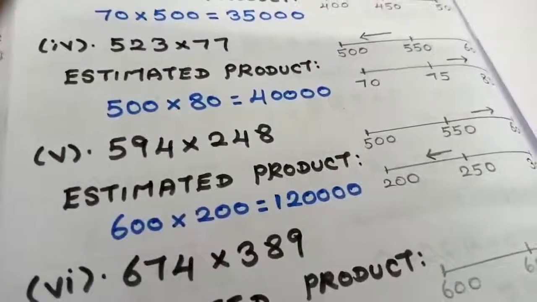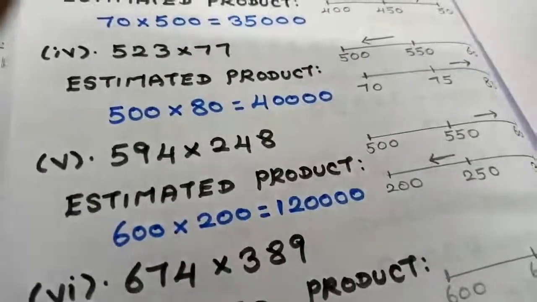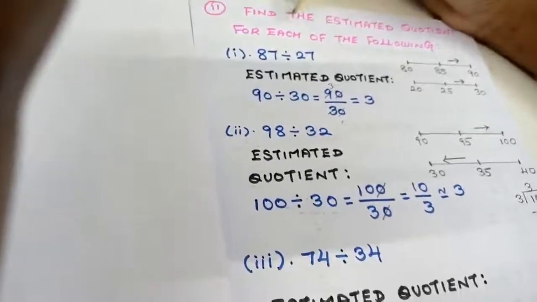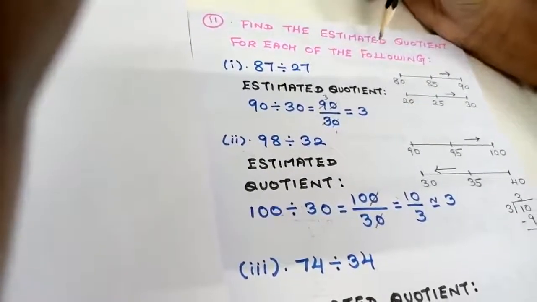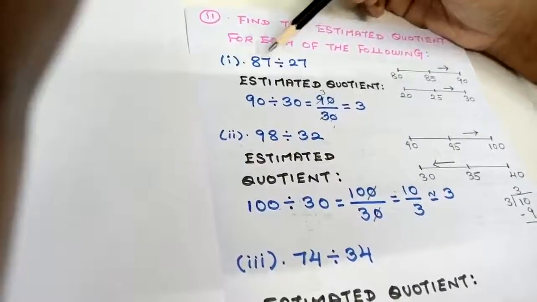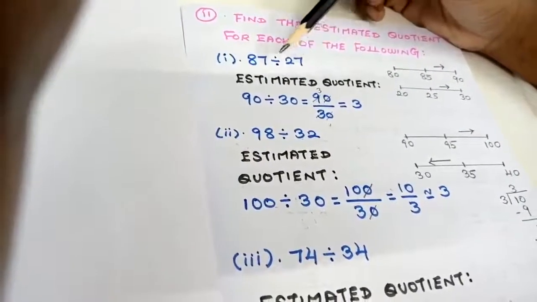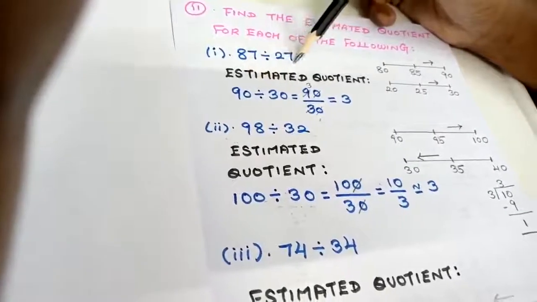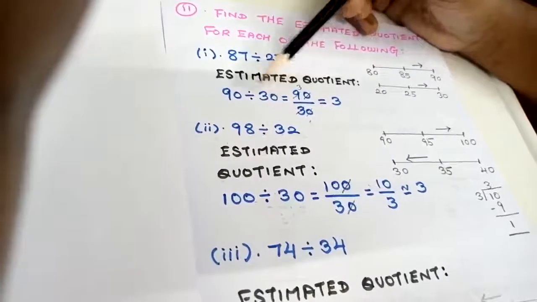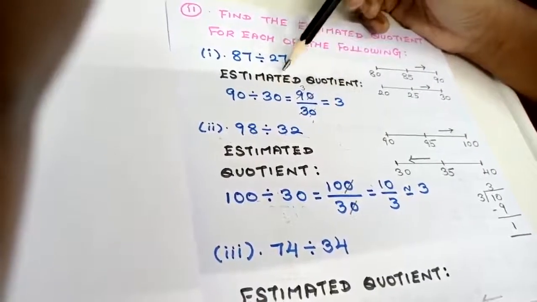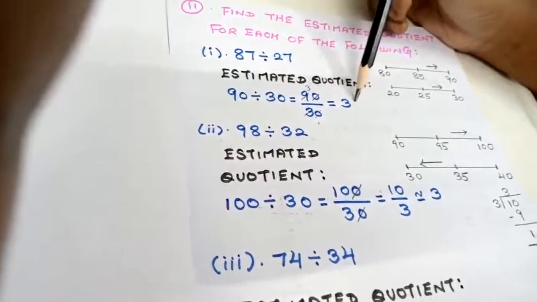And coming to the next one, we are going to find the quotient. Question number 11. Find the estimated quotient of each of the following. Quotient means we are going to find using the division method. 87 divided by 27. Nearest 10th for 87 is 90. Nearest 10th for 27 is 30. Divide the value, students, you will get the answer as 3. So the estimated quotient is 3.